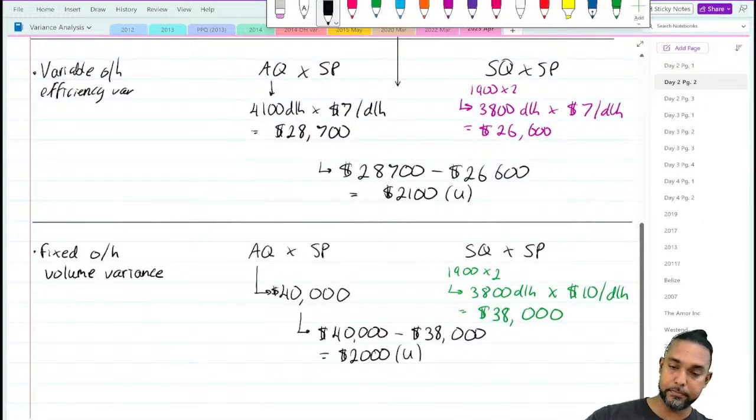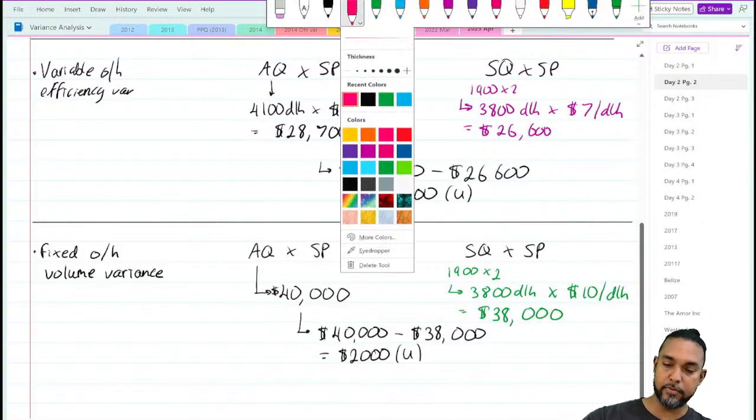Right. So now, total overhead variances.